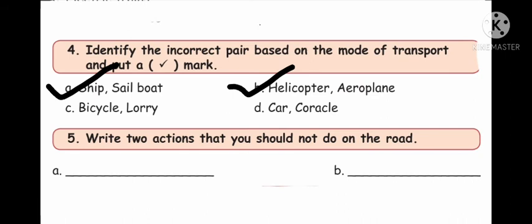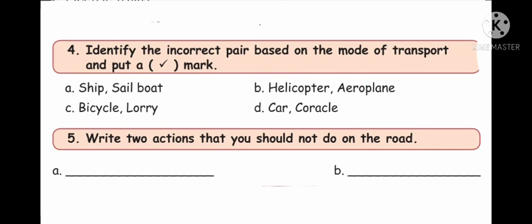C. Bicycle and lorry. So these are the vehicles on the roadways. So this is also correct. D. Car, coracle. This is the incorrect pair because car moves on road whereas coracle moves in the water.